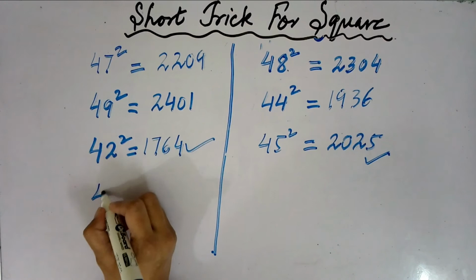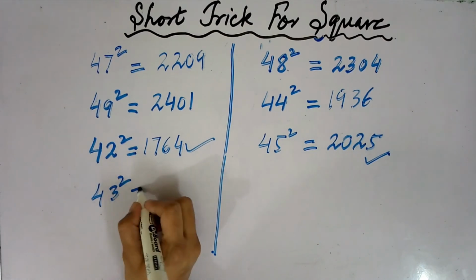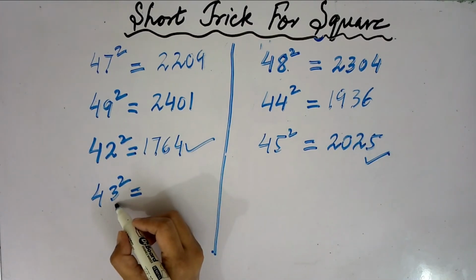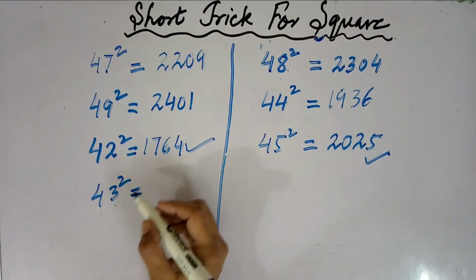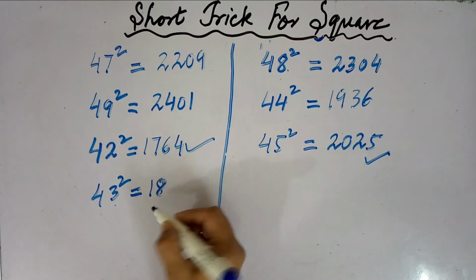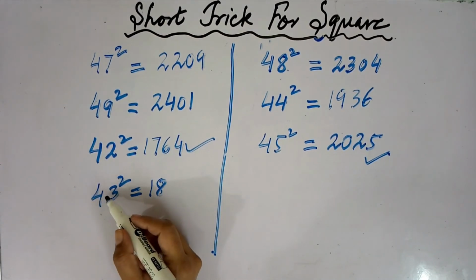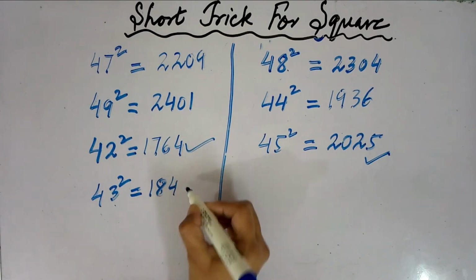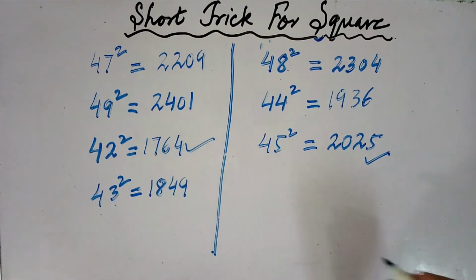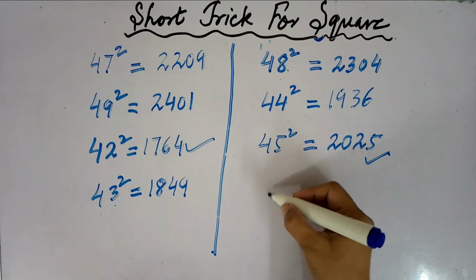Now we are going towards 43 square, and this is 7 less than 50. So we will subtract 7 from 25. That would be 18. And because it is 7 less than 50, we will take the square of 7, which would be 49. This is your answer.